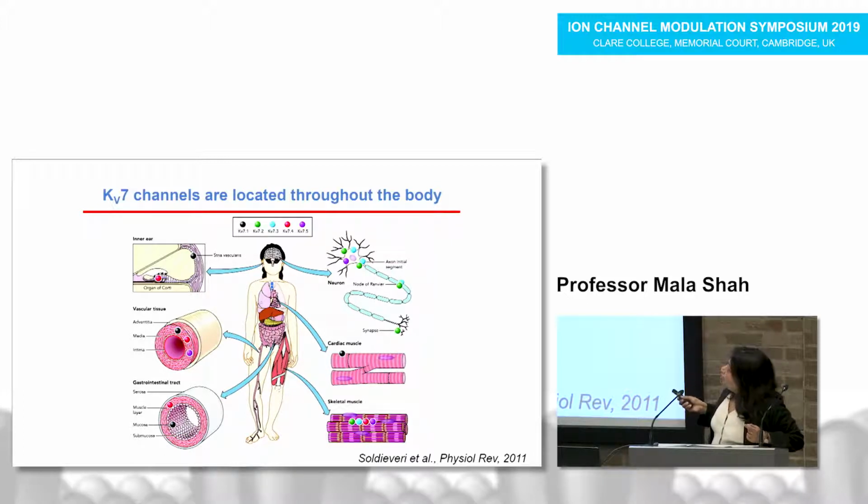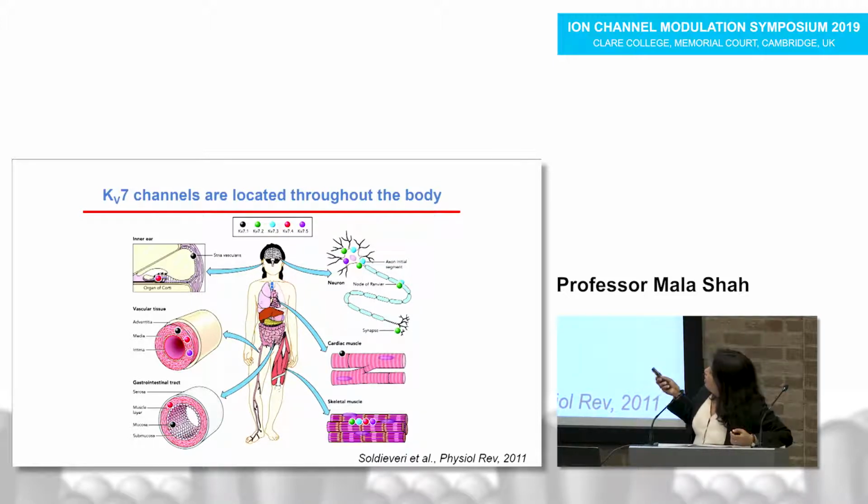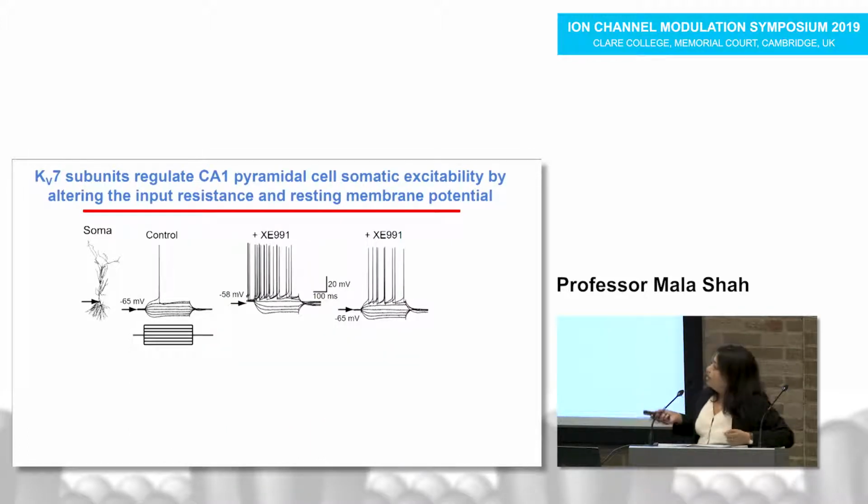So we're very much interested in the function of these channels in hippocampal neurons. We previously showed that we have 7.2, 7.3, and 7.5 in these neurons. And so we wondered initially, what do they do here? For this, we made brain slices and recorded from the soma of hippocampal CA1 pyramidal neurons.